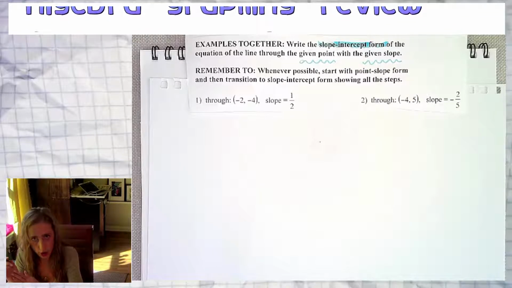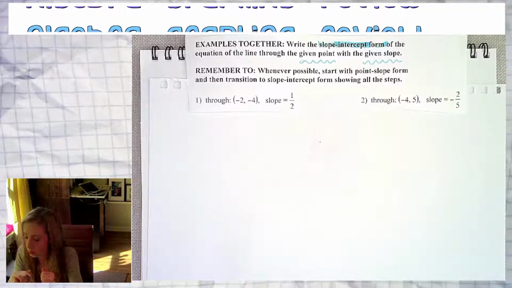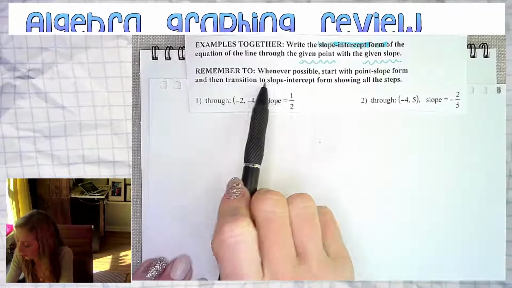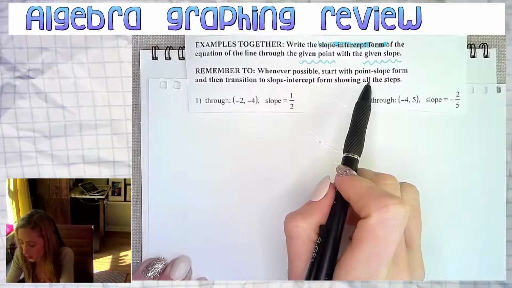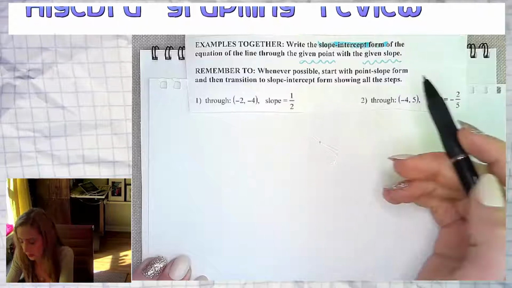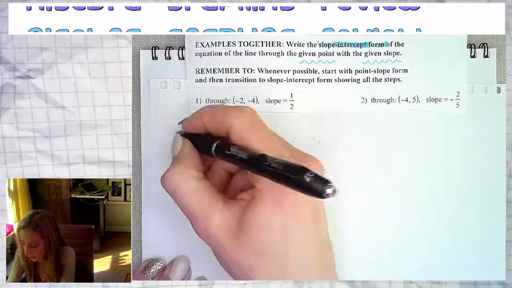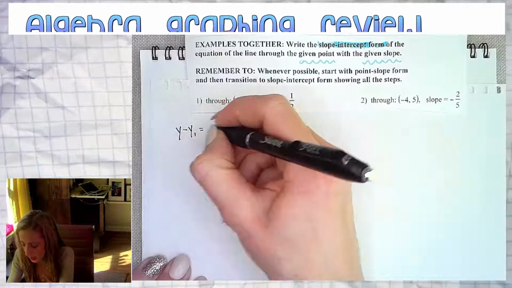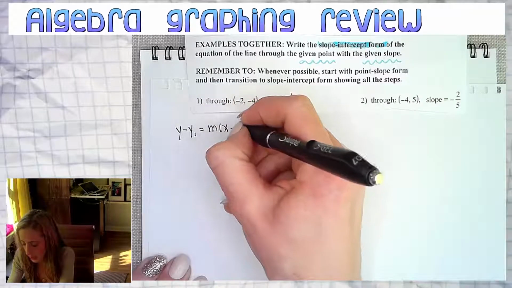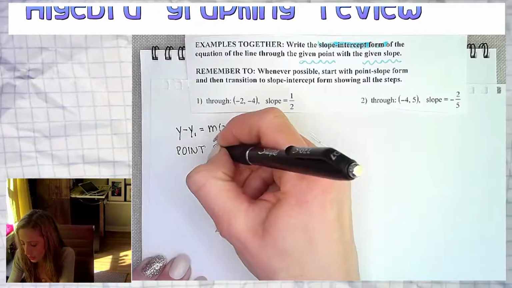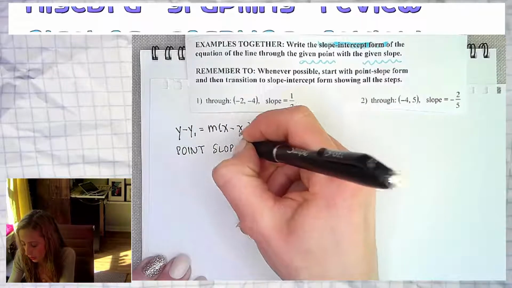But what do they want you to do? Slope-intercept form. So we go through a process. And I even put a reminder. Remember too, whenever possible, start with point slope form and then transition to slope-intercept form, showing all the steps. So that's what I'm going to have us do. First thing, we're going to do y minus y1 equals m times x minus x1. That is, again, point slope form.